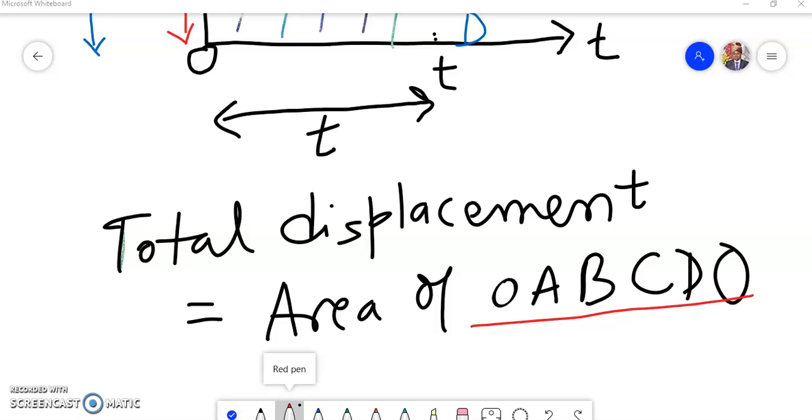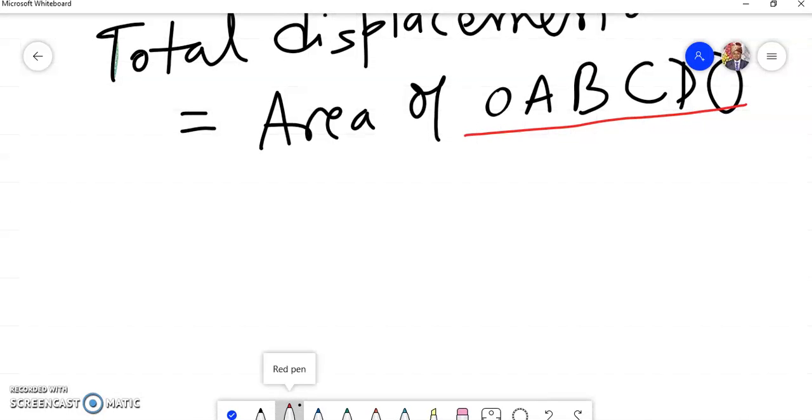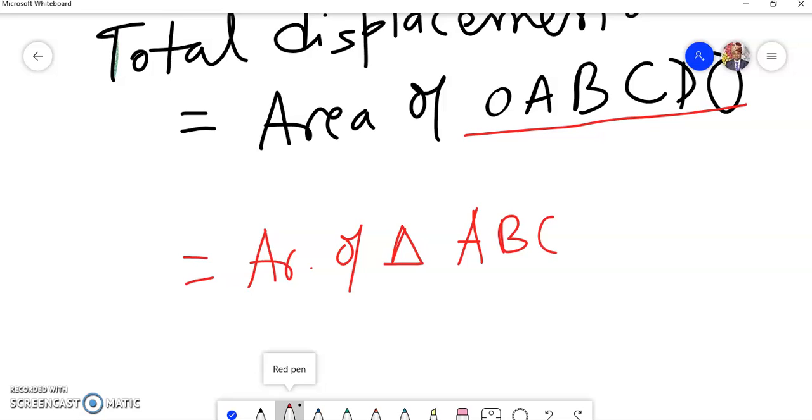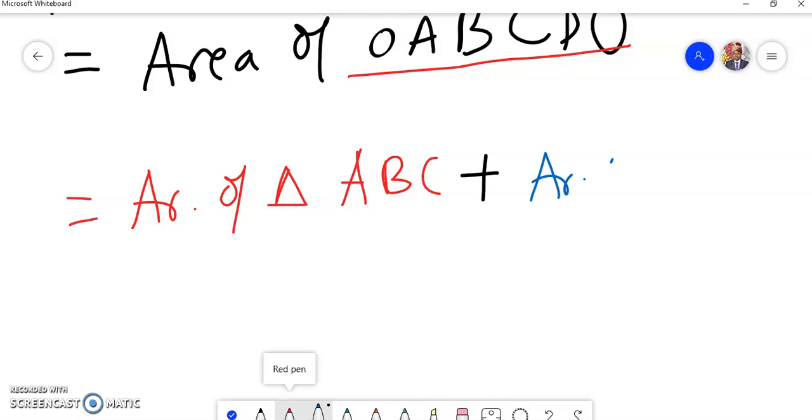So this area is what? Let us see here. Area of triangle ABC, and area of rectangle, area of rectangle OACD.